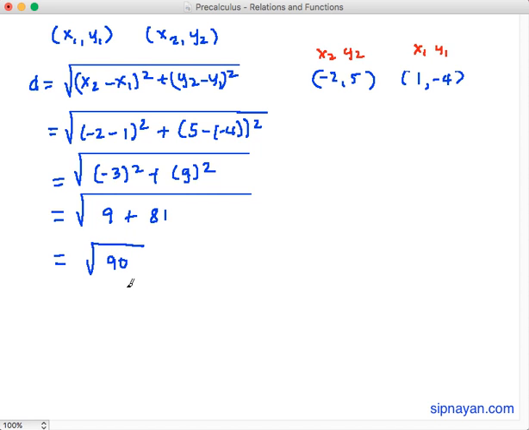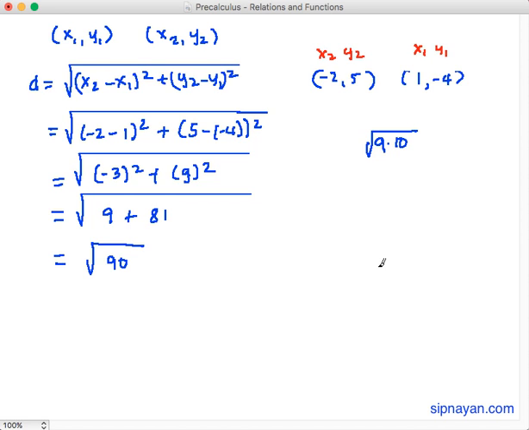Now, this is already correct if we use a calculator, but if we need to put it in simplified form, we can simplify it further. When you have a radical sign with a number under it, check if you can factor it such that you find a perfect square. I think this is obvious. What is the perfect square there? 9 times 10, right? Square root of 9 times 10.